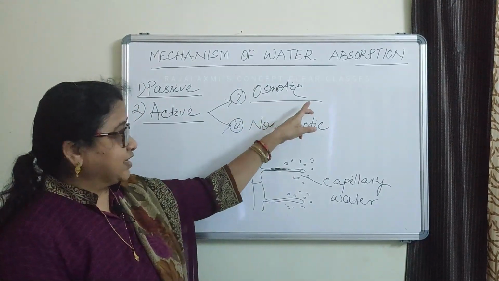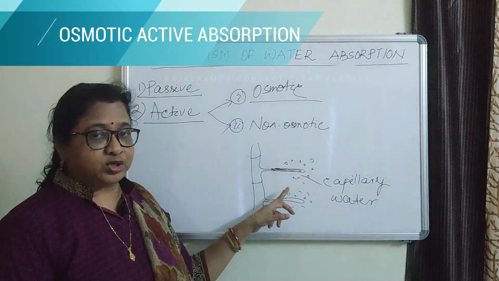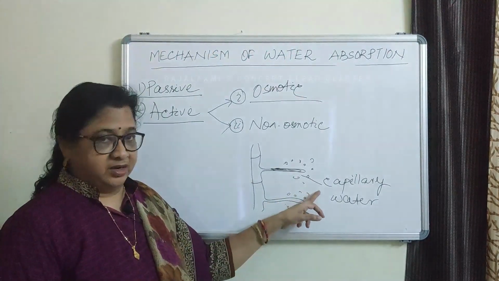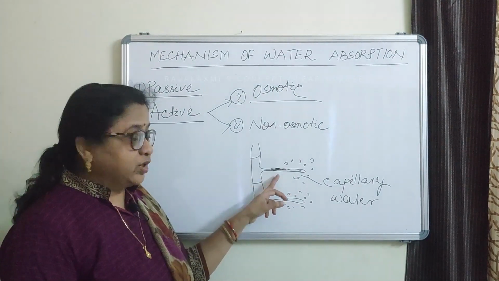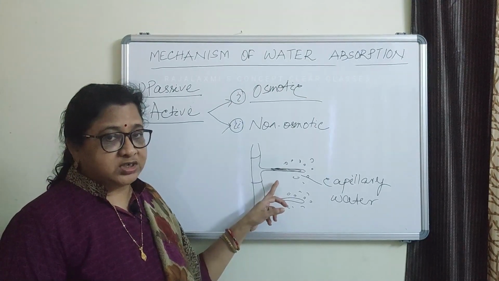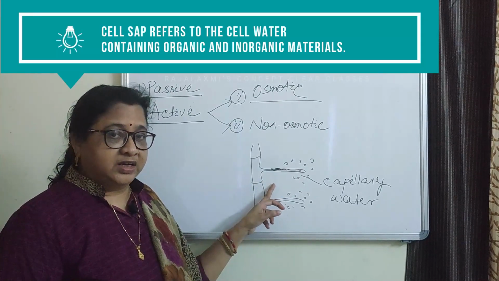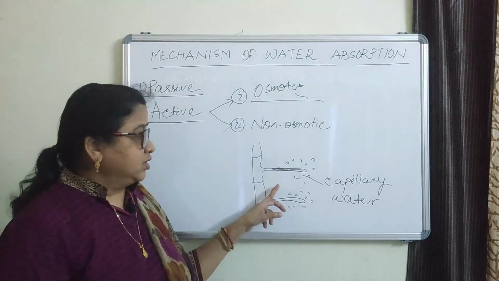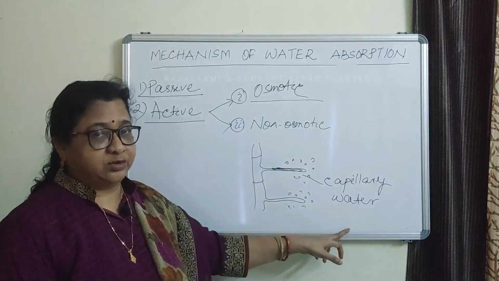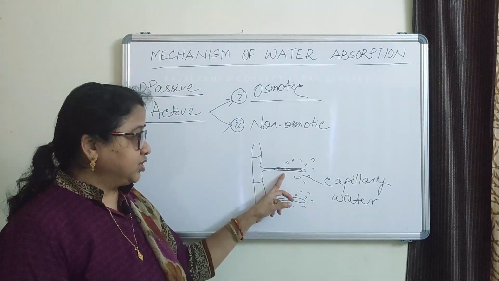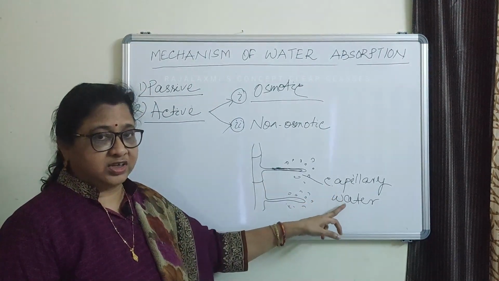So what is osmotic active absorption? We know that the root hairs are extended in between the pore spaces or capillaries of the soil, and these capillaries are filled with capillary water. The root hair contains a vacuole which contains cell sap, that is the cell water containing organic and inorganic materials. So the osmotic concentration of the root hair is more than the capillary water, or in other words, the diffusion pressure deficit is higher inside the root hair than the soil solution of the capillary water.